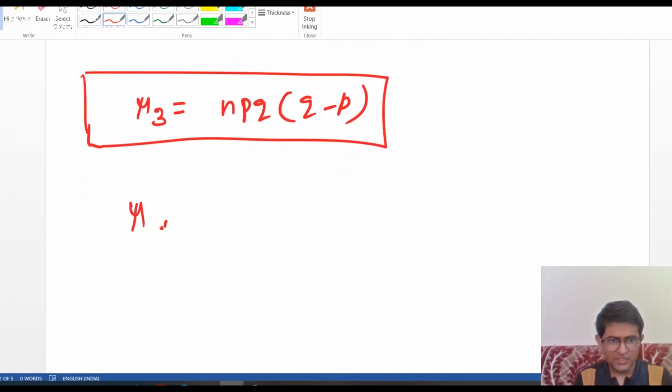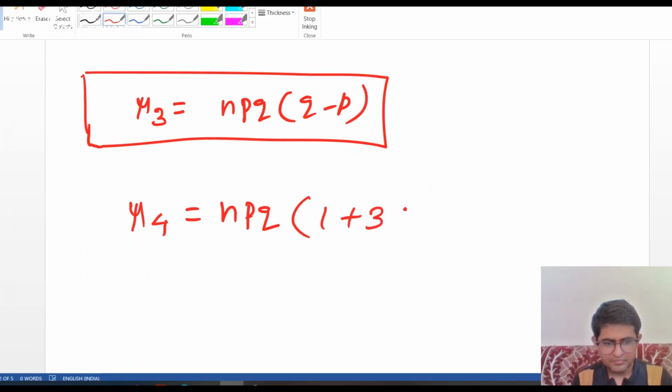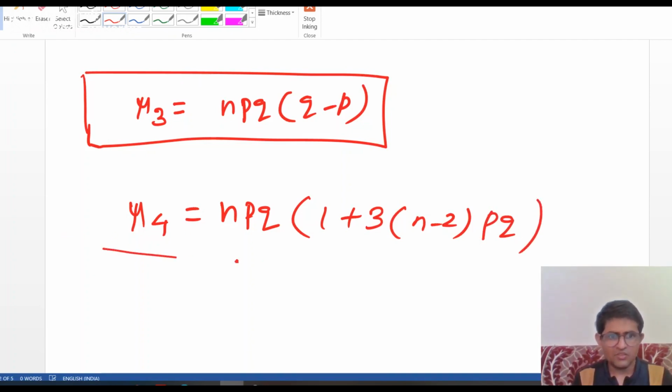Similarly, we can calculate the value of mu4 with this expression. Okay guys, the value of mu4 is npq into (1 plus 3(n minus 2)p). This is the value of mu4.